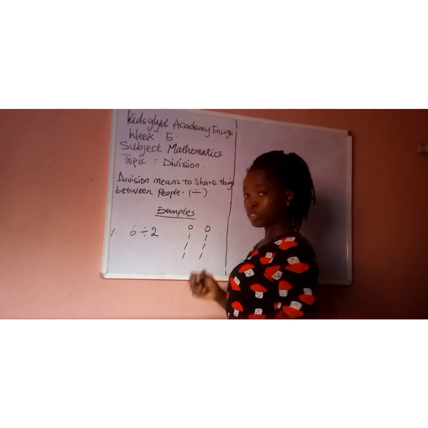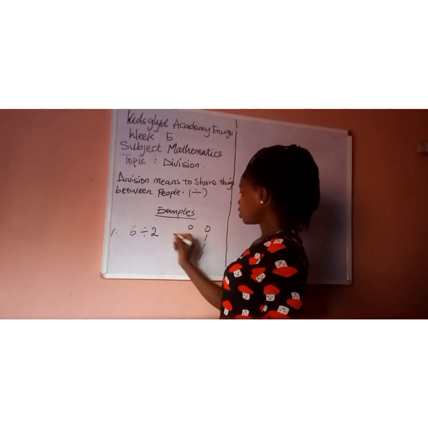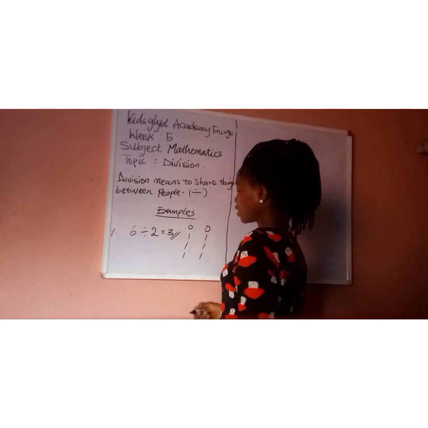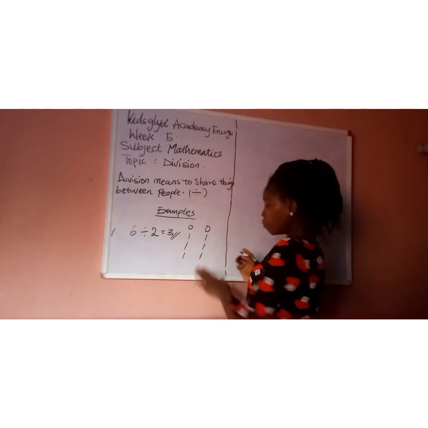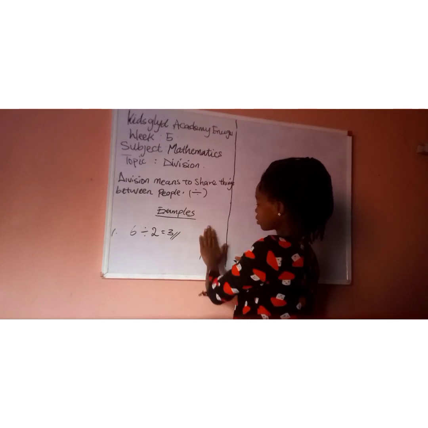So how many did each person get? 1, 2, 3. You see it now? So your answer is 3. Is that taken? Number 2. Number what? 2.